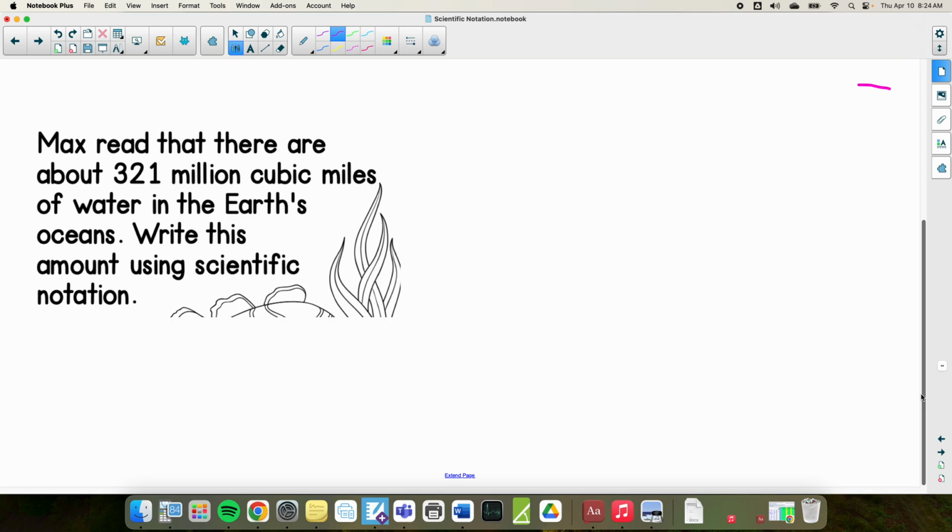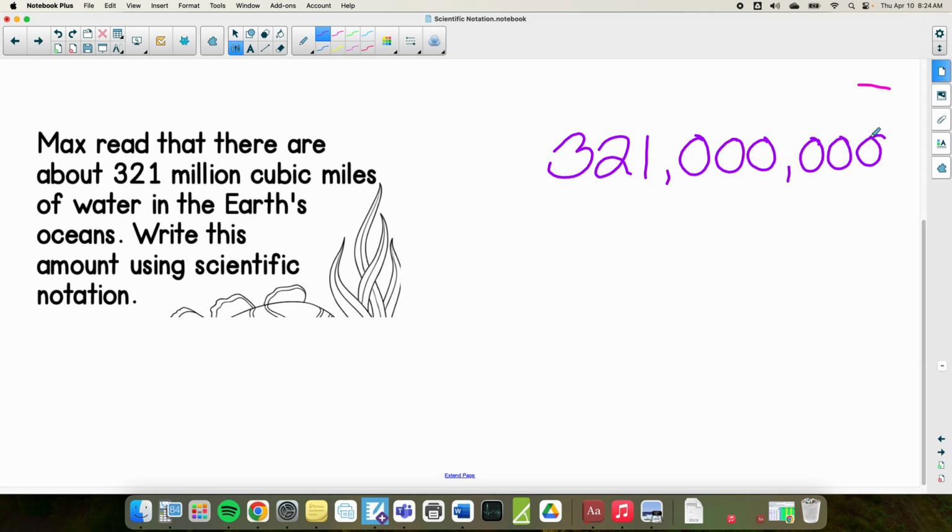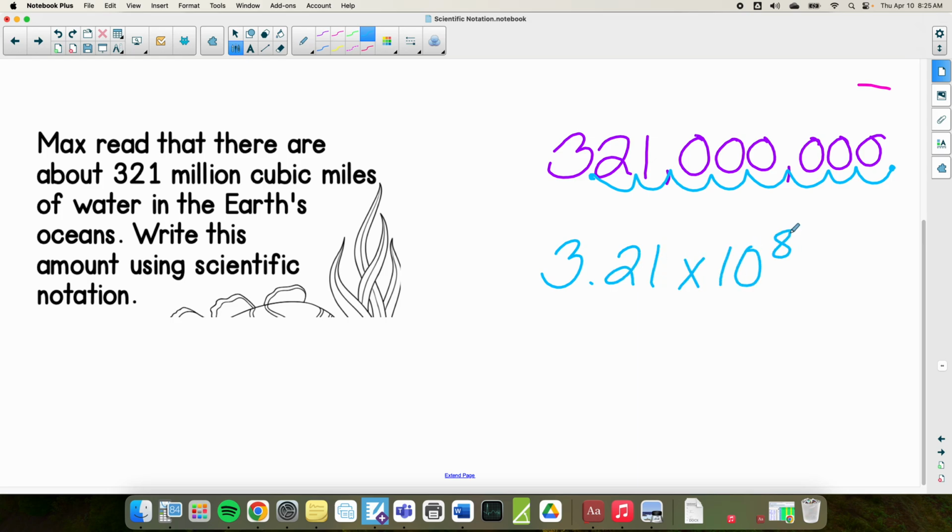Now, this one is 321 million. So 321, and million has 6 zeros, okay? And if we try to move that over, start with your decimal here, and we go 1, 2, 3, 4, 5, 6, 7, 8. So it'd be 3.21 times 10 to the 8th. Would that be positive or negative? Yeah, because it's such a large number, it's positive. Okay.